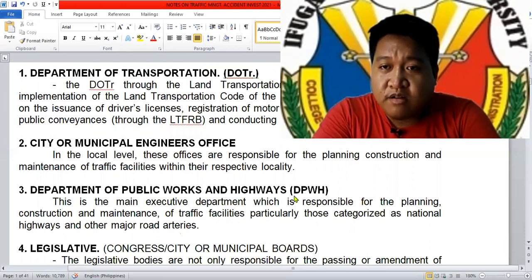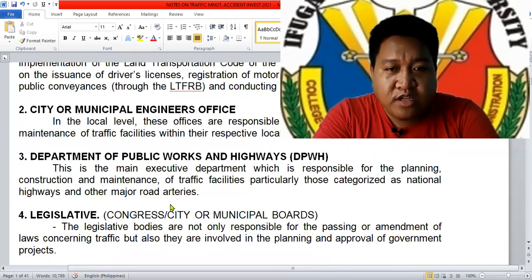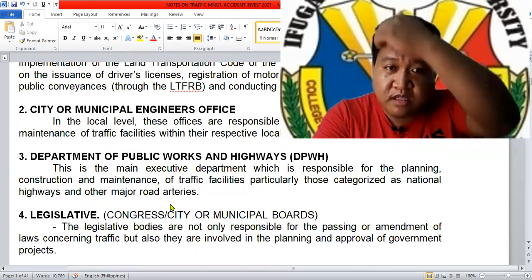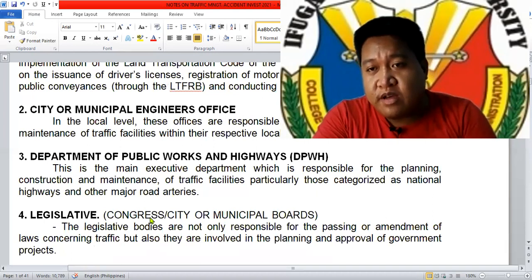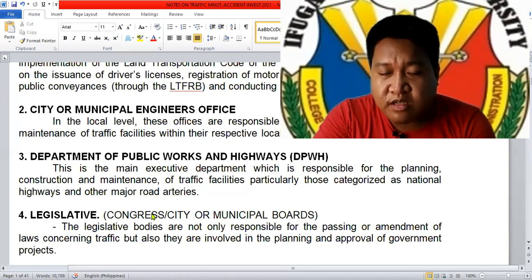And it is a national office. It is not under the LGU, not unlike the engineer's office, okay? The next is the one that creates laws, just like Republic Act number 4136, which was passed by Congress. And Congress comprises the lower and the upper house, the Senate and the House of Representatives.